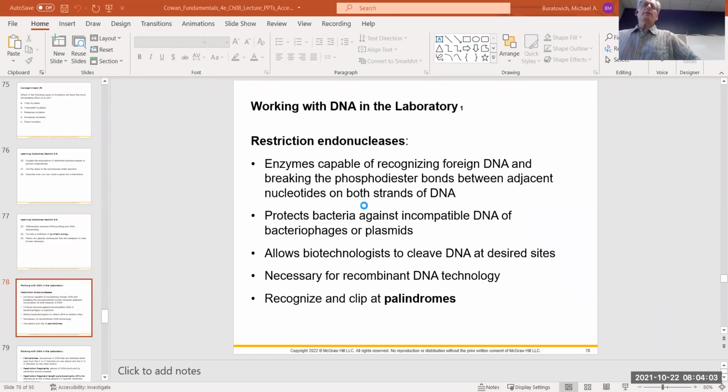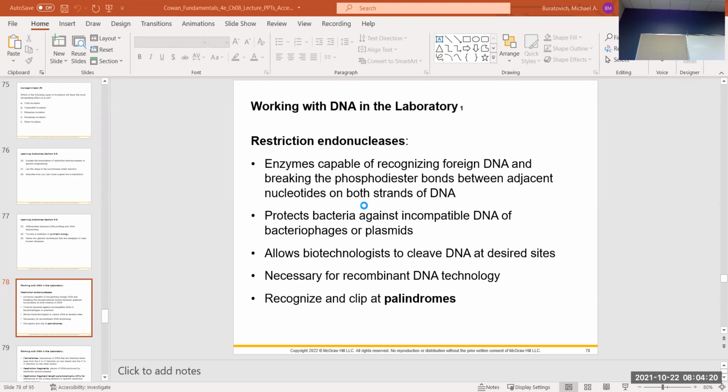So the enzymes sometimes cut. The video made it sound like all restriction enzymes cut at these sequences that say the same thing in one direction as they do in the other. Those types of sequences are called palindromes.